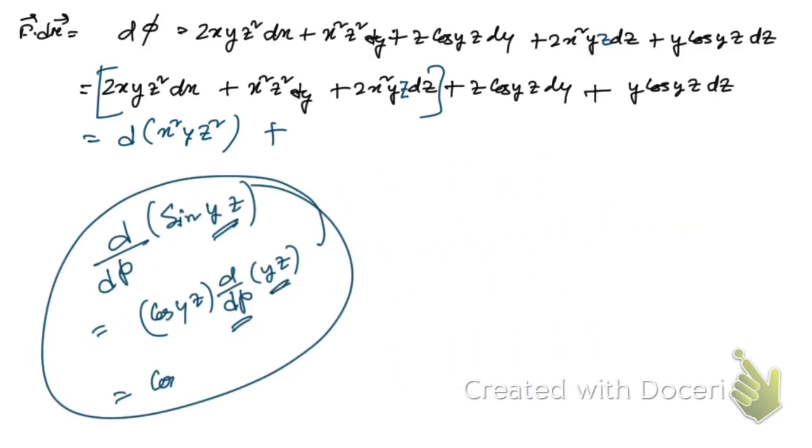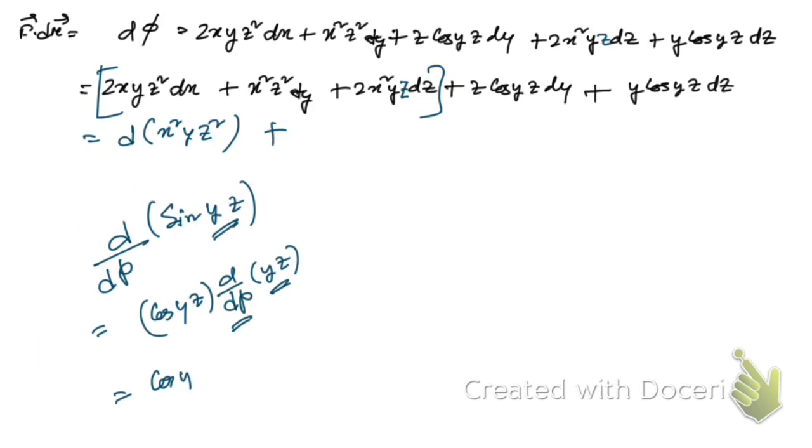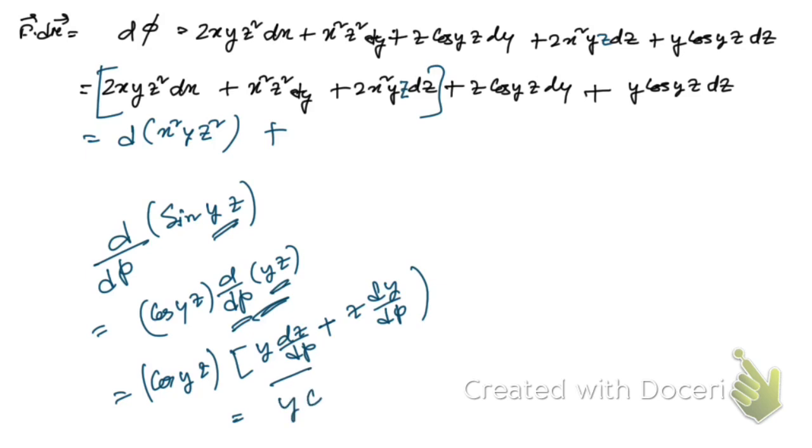Now you see cos yz. Now if you use the product rule here, what you're going to have is y del z by del p, then plus z dy by dp, not del, dy by dp. Then if you multiply, what you're going to have from this one is y cos yz dz by dp, right? Then plus z into cos yz dy by dp. That's what you're going to have.